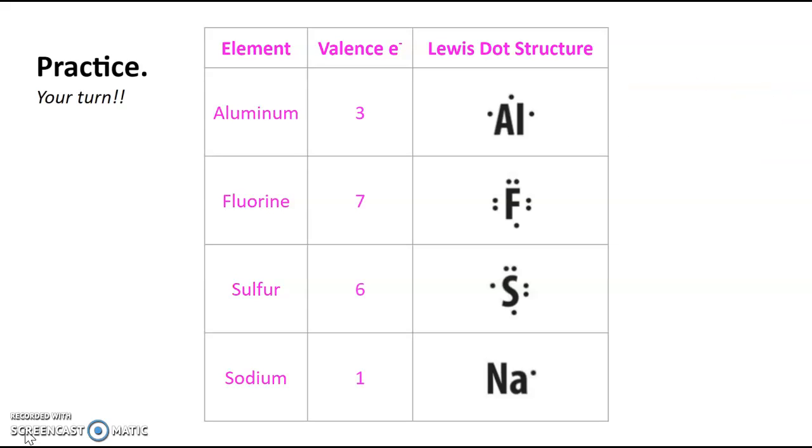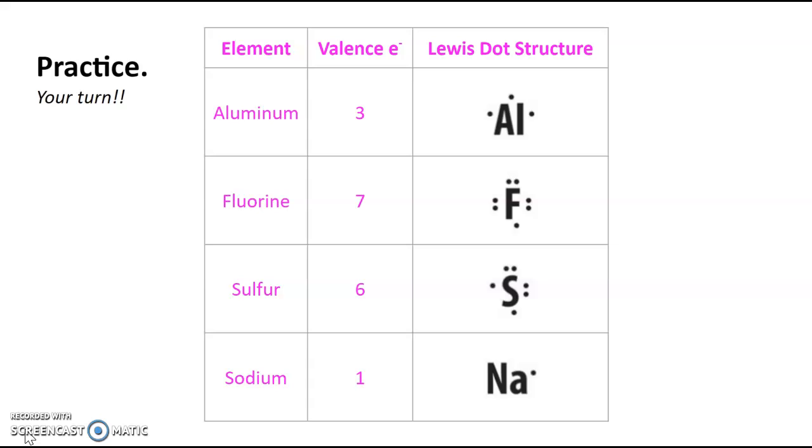Okay, so here is the key. You should have found 3 valence electrons on aluminum, 7 on fluorine, 6 on sulfur, and 1 on sodium. Because of this, each of these Lewis dot structures looks very different because all of these elements have a different number of valence electrons. Aluminum has 3 dots, fluorine has 7, sulfur has 6, and sodium has 1.